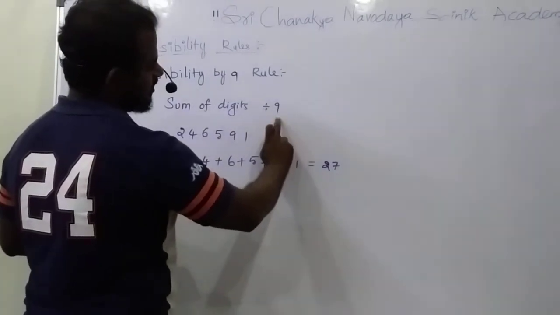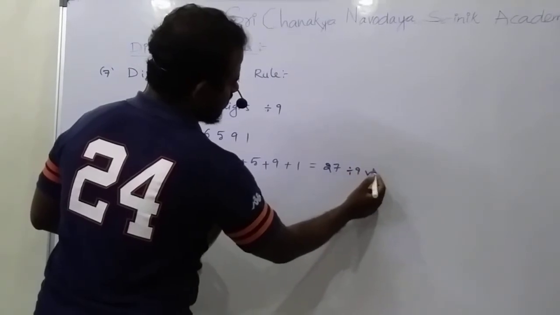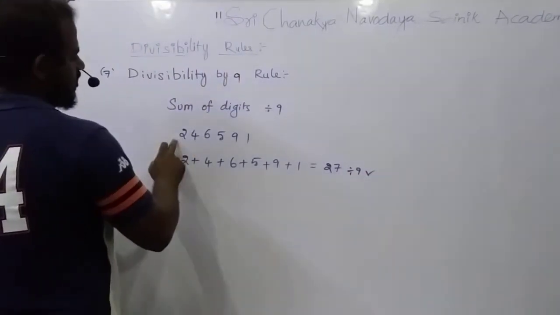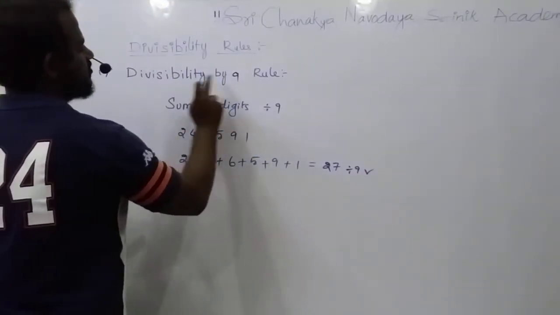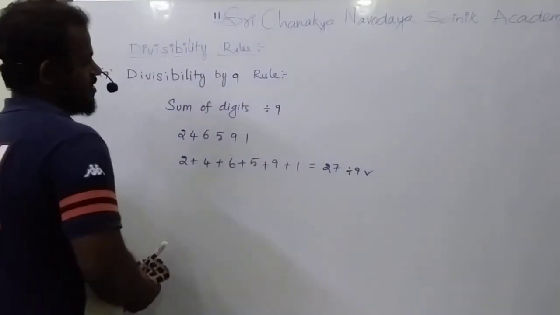27 will go in the 9 table. Yes, 9 threes are 27. So this is divisible by 9. That means this 6-digit number is also divisible by 9. This is about the divisibility by 9 rule.